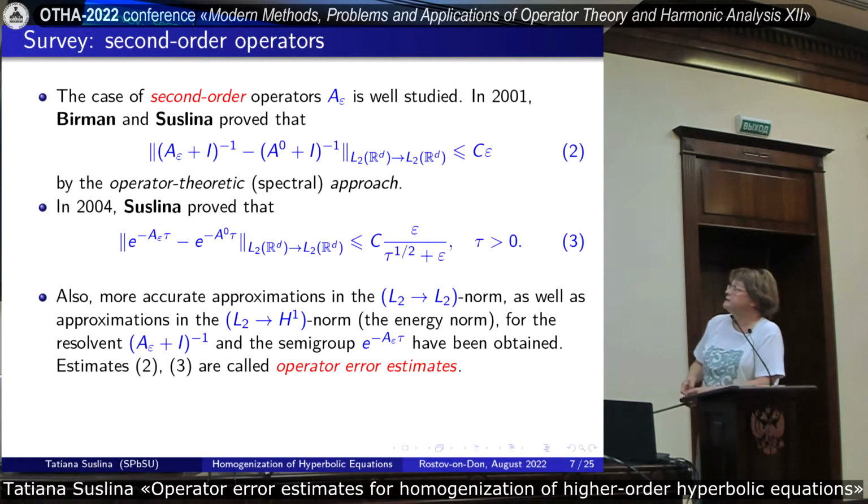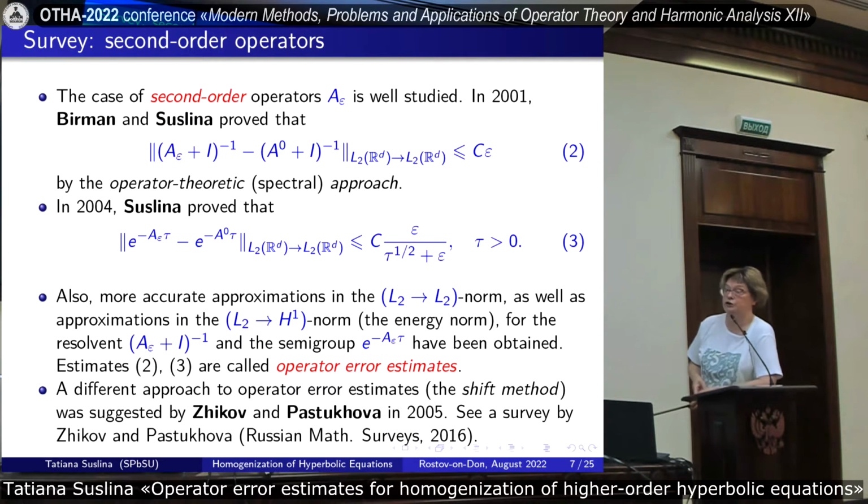And such estimates, 2 and 3, are called operator error estimates in homogenization theory. A different approach, the so-called shift method to operator error estimates, was suggested by Vasily Vasilievich Zhikov and Svetlana Evgenievna Pastukhova. They published a big series of papers and a big survey in Russian Mathematical Surveys.